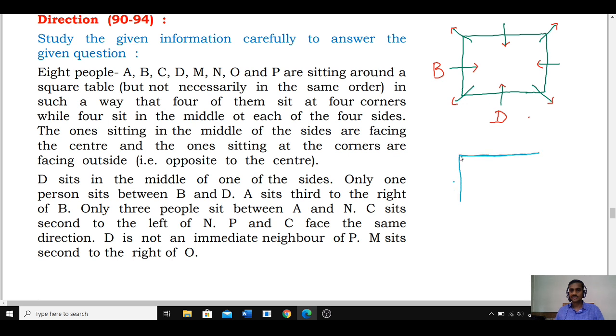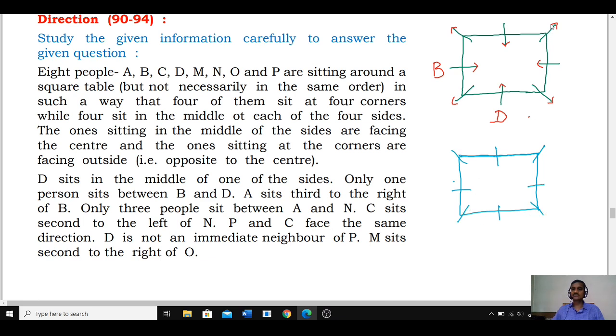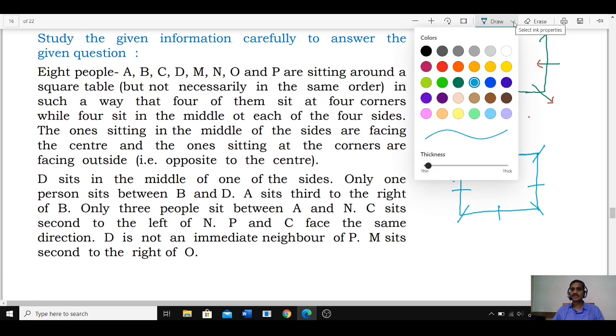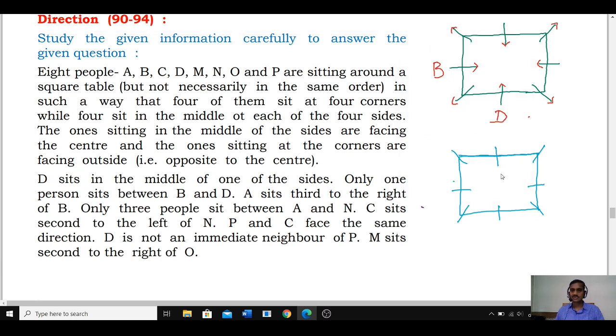Now 8 persons were there. They are seated around a square table, 4 at the centers and 4 at the corners. The persons at the centers are facing towards the center and the corners are facing away from the center. These are the persons who are facing towards the center, and these are the persons who are facing away from the center. Then coming to D: if D is here, B will be here.